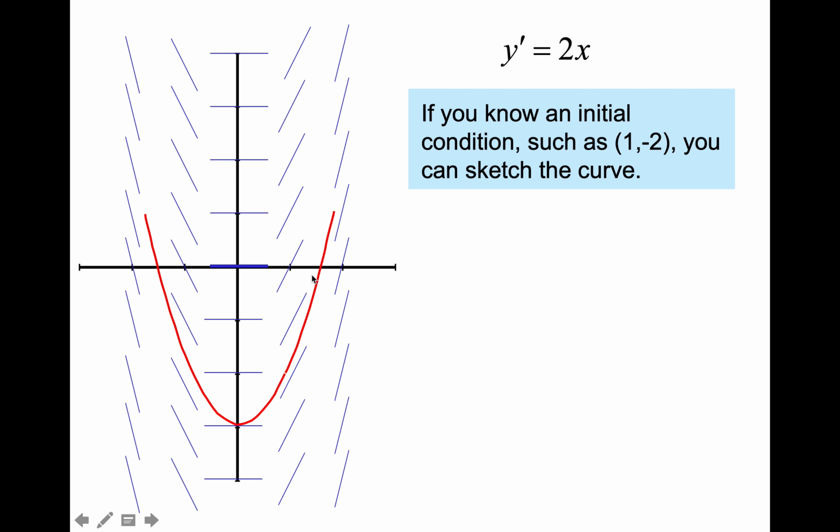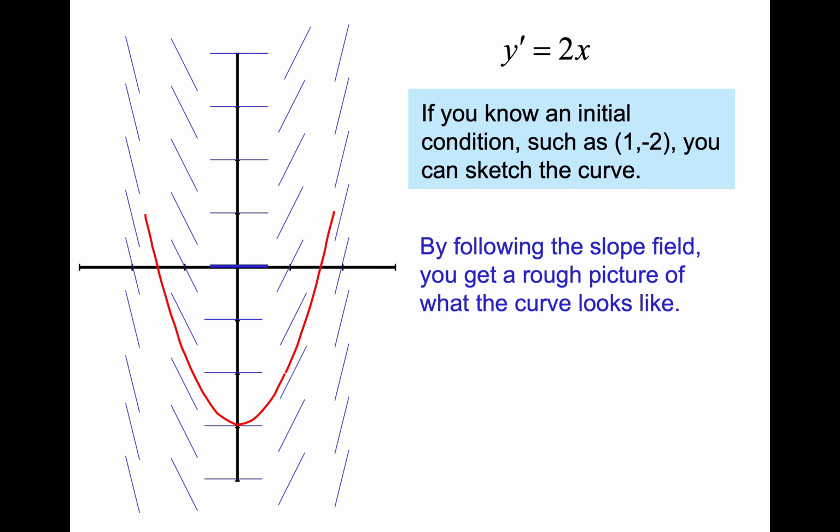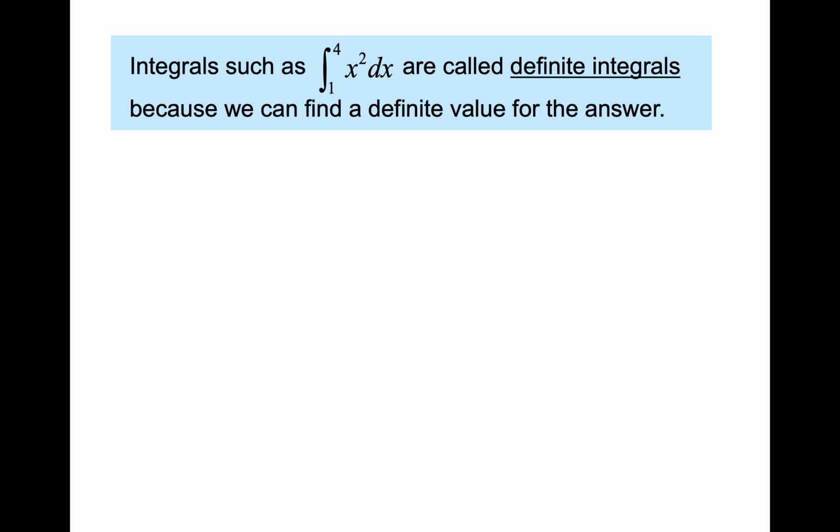I think of it as like the current. If you think about where you might start, and then think about it as a current and a boat being pushed along, you can trace out what the graph would be to get an approximate graph of the function if you have the slope field and an initial value. By following the slope field, you get that rough picture of what the curve looks like. And of course, we see it's a parabola.